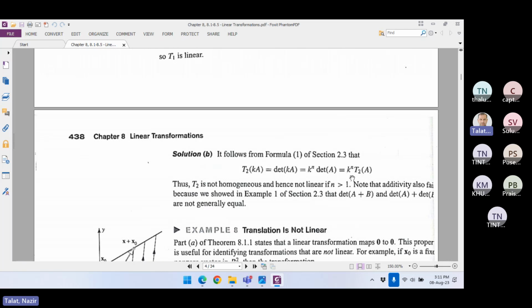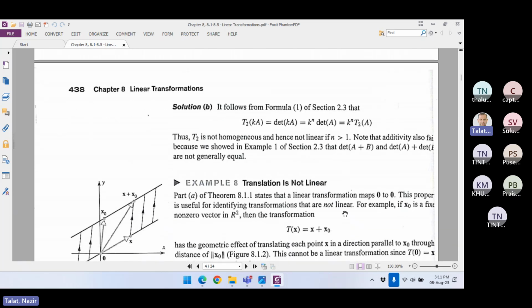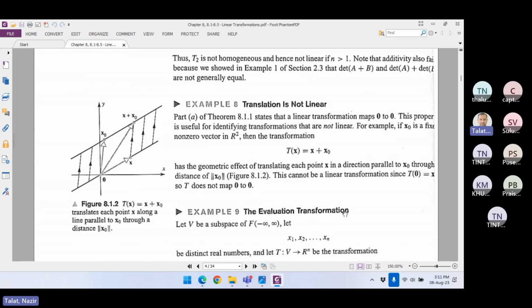It does not fulfill the first condition. It also does not satisfy the second condition, because we know that the determinant of a plus b is not equal to the determinant of a plus the determinant of b. So we cannot write T2 of a plus b is equal to T2 of a plus T2 of b. Hence, it doesn't fulfill both conditions of a linear transformation. And this is also a good example of a linear equation or straight line.